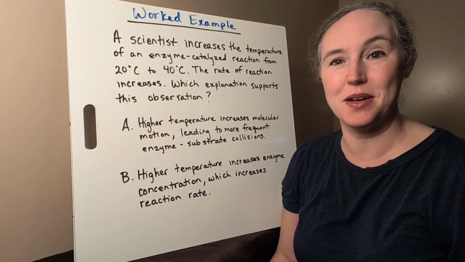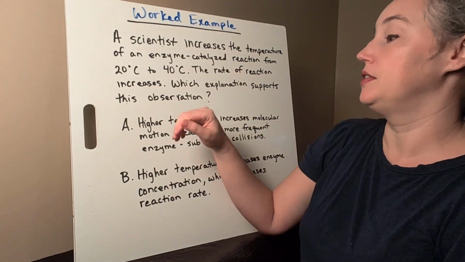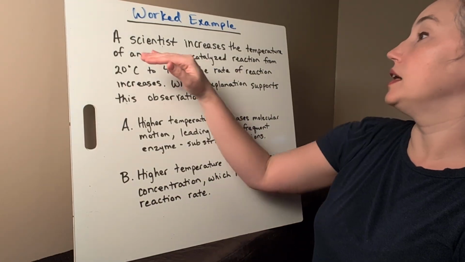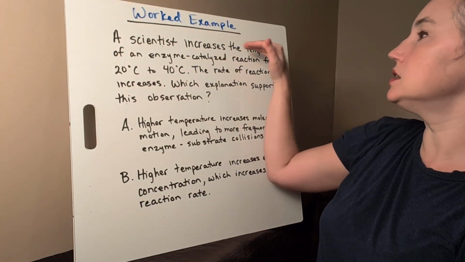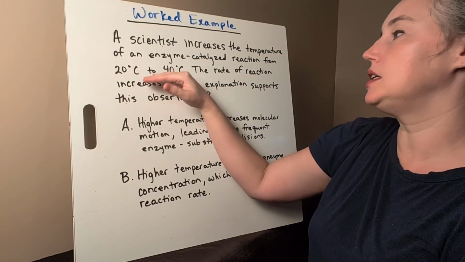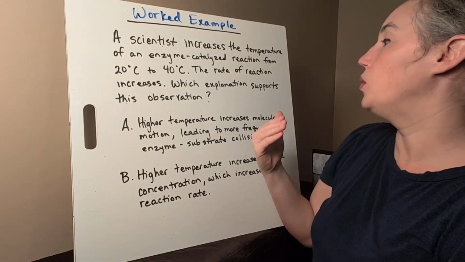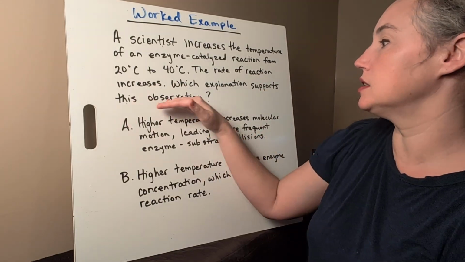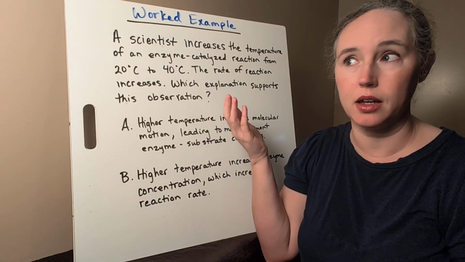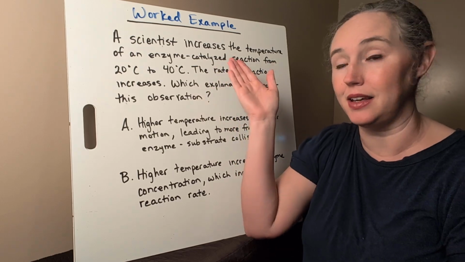All right, let's look at an example together. This one has already been narrowed down to two pretty good answers. A scientist increases the temperature of an enzyme catalyzed reaction from 20 degrees C to 40 degrees C. The rate of reaction increases. Which explanation supports this observation? This may come with a data table or a graph, or not, because all the data is in the information.